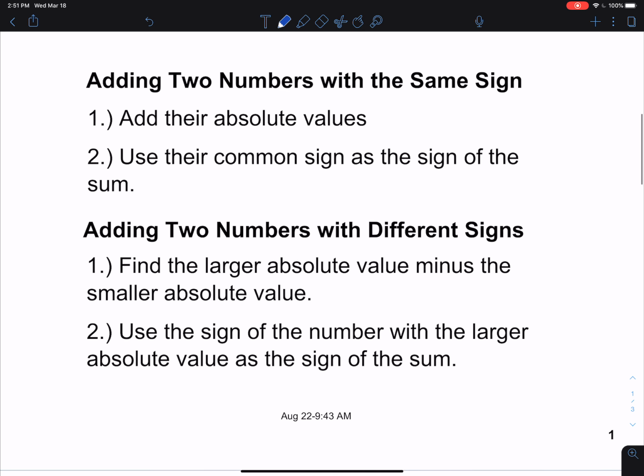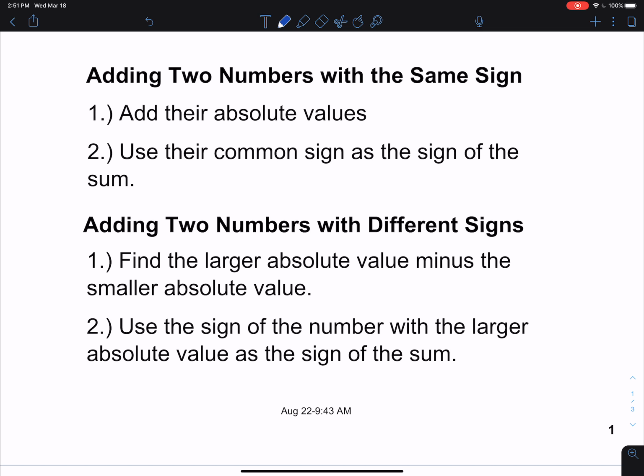Now let's talk about signed numbers or integers. If we're trying to add two numbers with the same sign, we add their absolute values. So the absolute value, remember, is the distance from 0. So we're really just dealing with the number part. We're ignoring the sign. We add the number parts without the signs, and then we use their common sign as the sign of their sum. Remember, that's the answer to the addition problem.